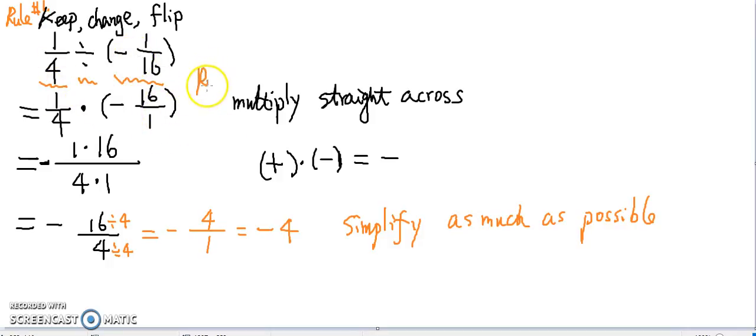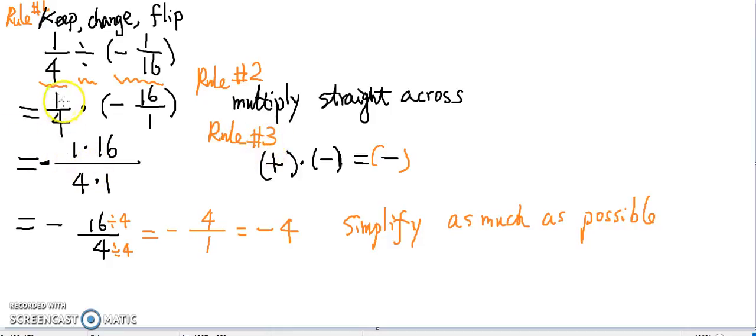And rule number 2, how to multiply two fractions. You will multiply them straight across, which means you multiply the top numbers and the bottom numbers. If they are signed numbers, say one of them is positive and the other is negative, or both negatives, you have to determine the sign. Well, you can determine it after you multiply the fractions. So 1/4 is positive, and negative 16/1 is negative, and positive times negative is negative. So this is rule number 3.